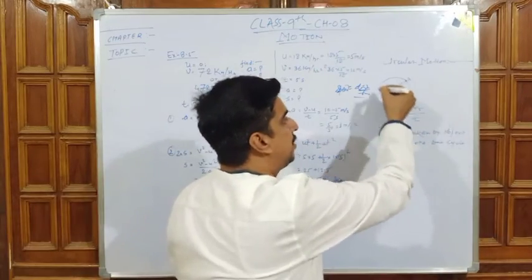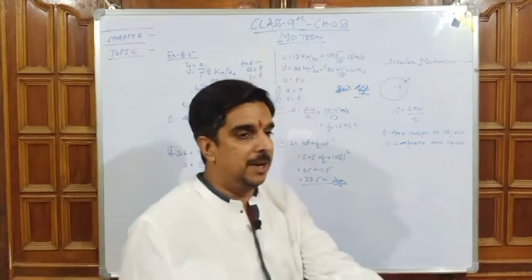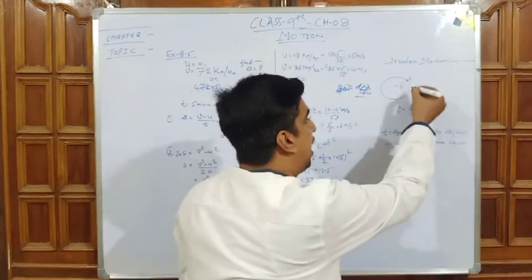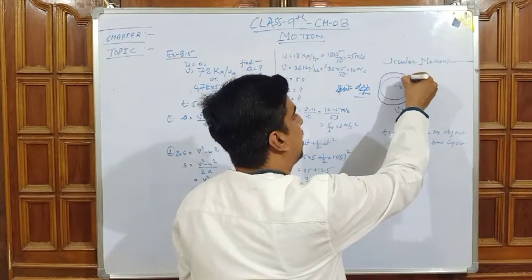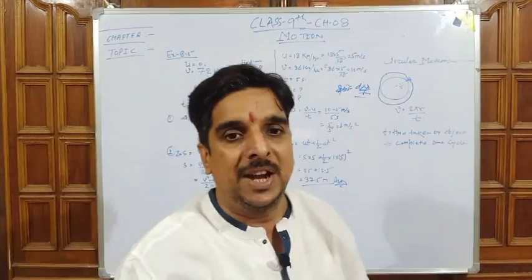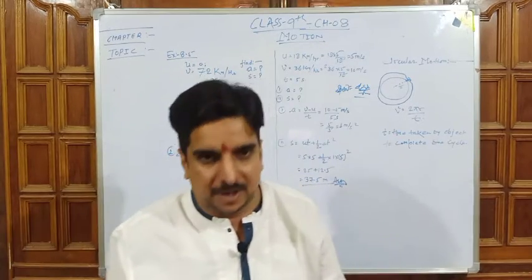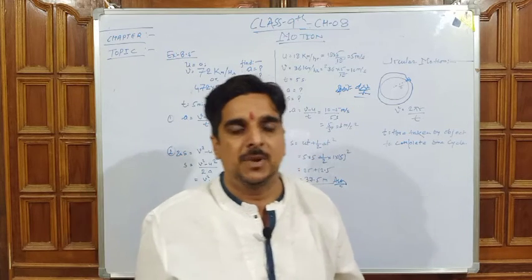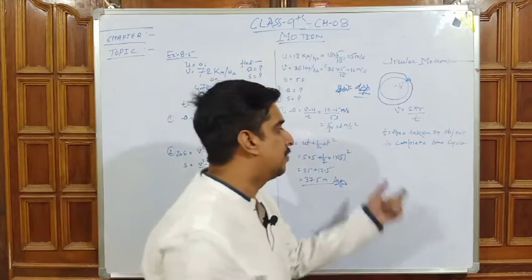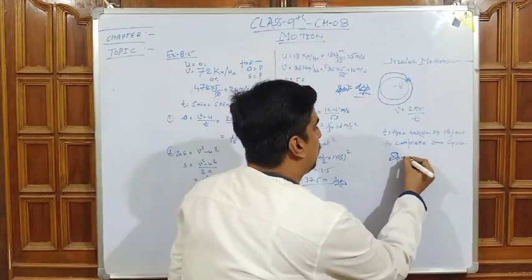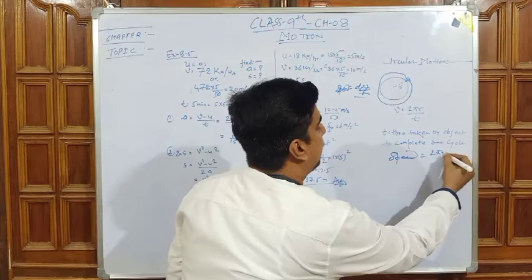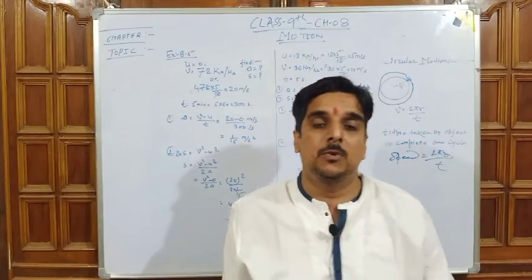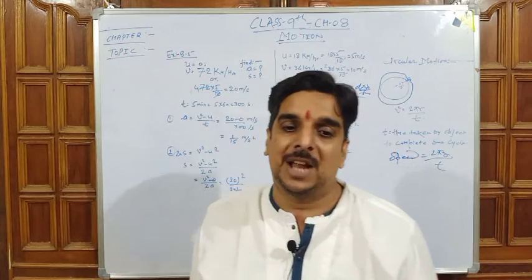Yes. So for one complete rotation of a circle, what will be the total distance? It means we have to find out the circumference of the circle. So the circumference of the circle is 2 pi r. So speed is equal to 2 pi r by t, where T is the time taken to complete one rotation on the circular path.